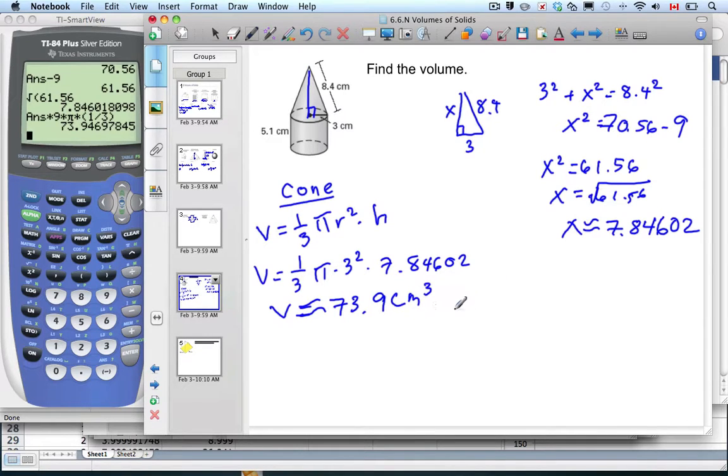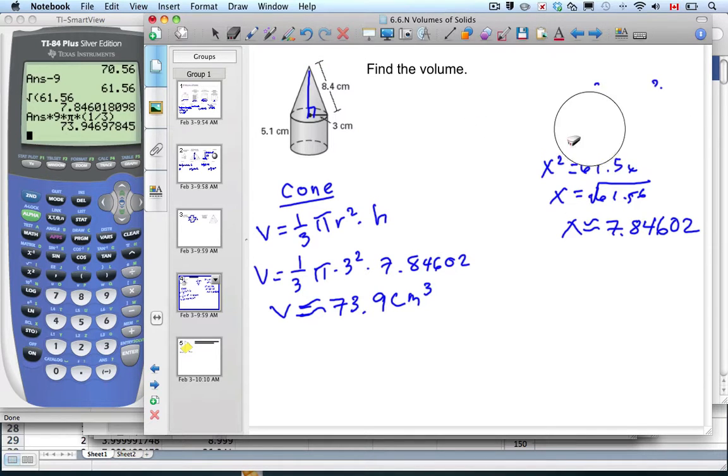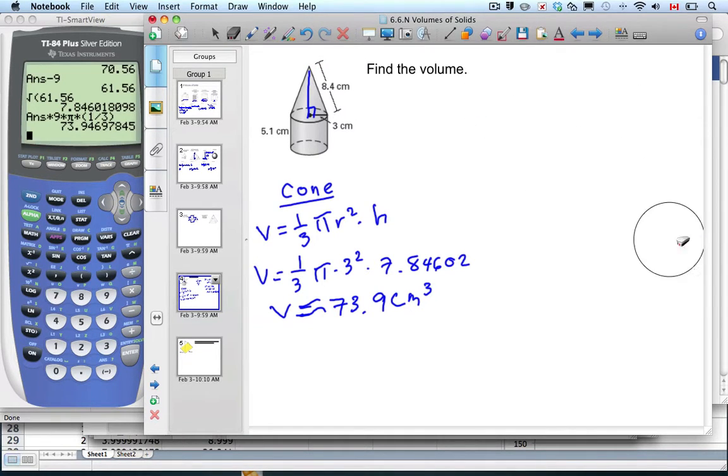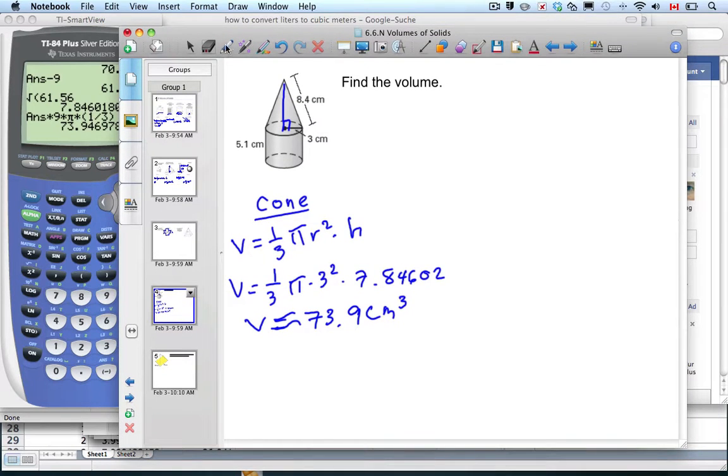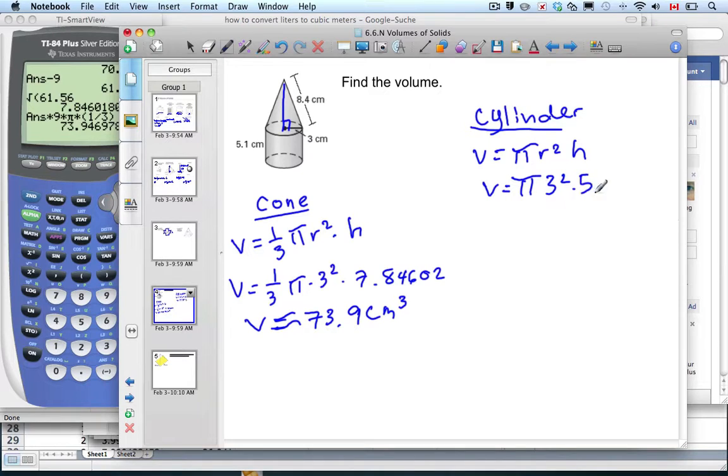Okay, now we have to go over here and do the cylinder. So I'm going to erase some of my work so we have just a little more room. Okay, so cylinder. Volume is pi r squared h. Always state your formula first, then you do substitution. Instead of r, we put in 3 squared. Height? 5.1. This is easy. We can just type it into our calculator.